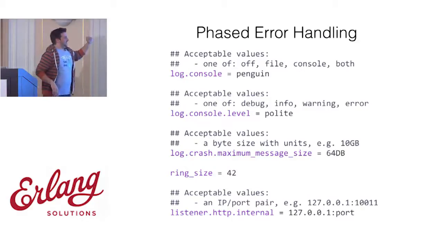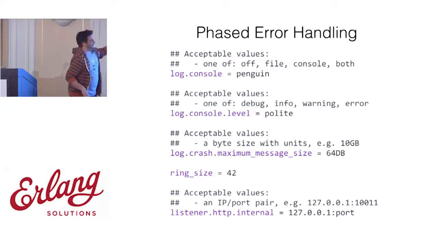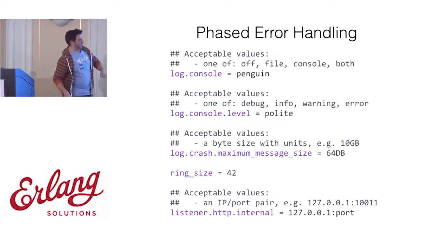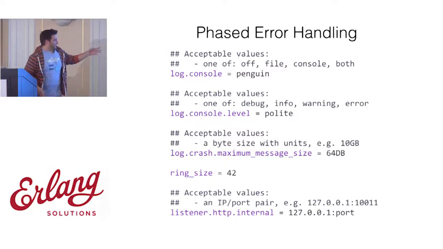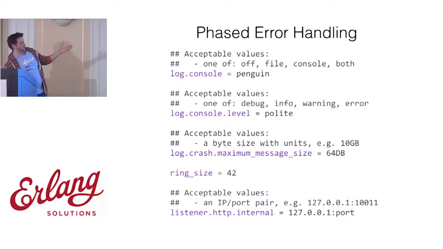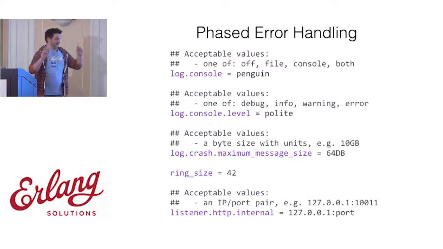Well, what I've done here is I've created five errors in a config file. We have this log console, and it can be off, file, console or both, but I chose that it should be penguin because I love penguins, and we should log the penguin. I also don't think you should be rude when you're logging, so I set the level to polite. I think that kilobytes are way too big for message size, so I created a decabyte, and we're going to use that.